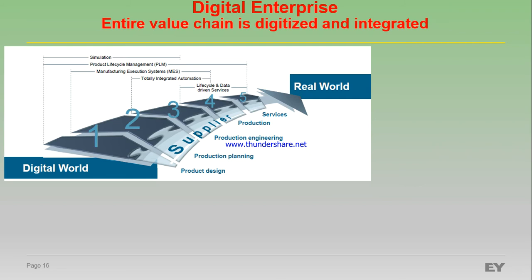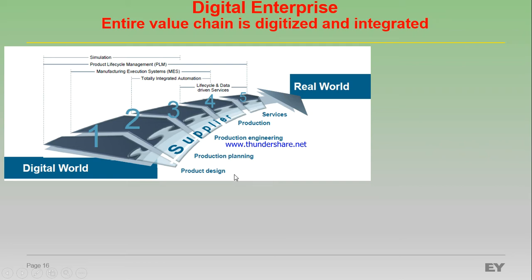This is the entire value chain and how things are going to be digitized and integrated, and this is one example: the digital world, and this is the real world. That means you can say there are two kinds of approach, bottom to top and top to bottom. In maximum cases we adopt the top to bottom approach.